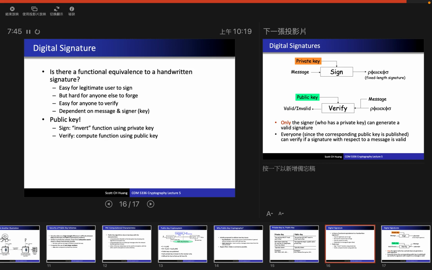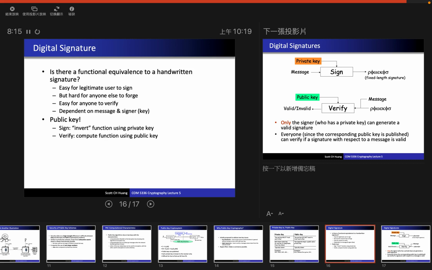So first, it's easy for legitimate users to sign. If you want to sign a document, that means you acknowledge the content of this document, and you possess your private key to sign. Okay? So it's easy for legitimate users to sign, but hard for anyone to forge. And it's also easy for anybody to verify. And it depends on the message. Okay, so it's bound to a message.